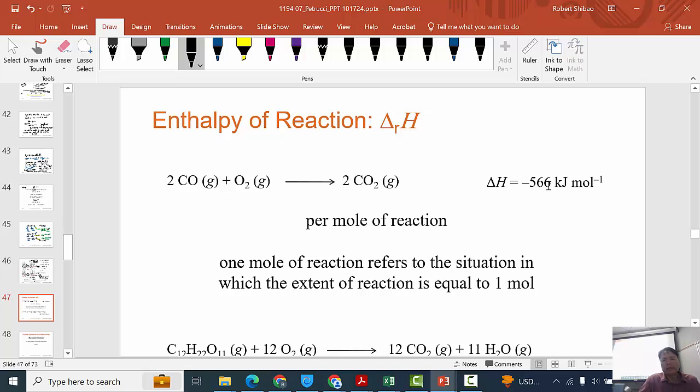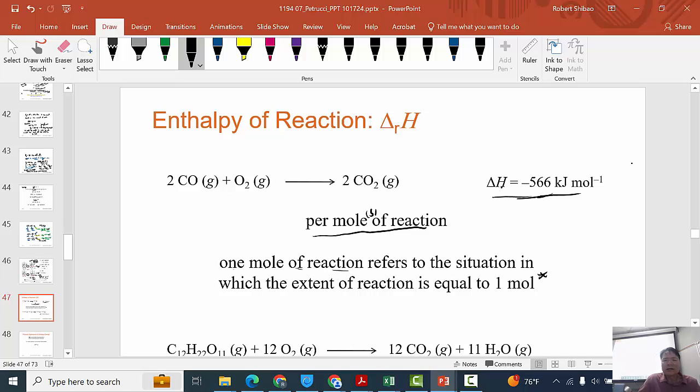So what we're interested in here is the amount of heat, and this is going to always be the same for this particular reaction as written. This is per mole of reaction, but it's per moles of reaction as written. So 1 mole of reaction refers to the situation in which the extent of reaction is equal to 1 mole. This is not entirely correct here.